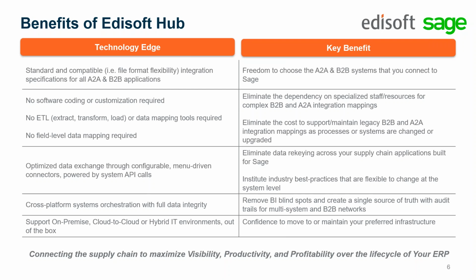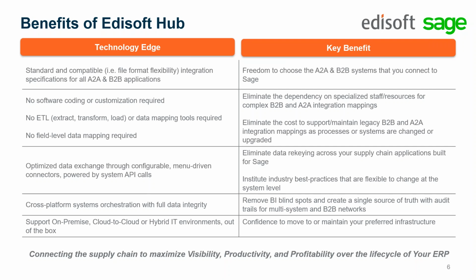Now, that could result in a dependency on an internal staff or a third-party resource, and it also creates a much more flexible IT environment at the time that you're looking to upgrade your Sage 300 ERP. There could be some new features and functions within the 2020 version of Sage 300 that you're looking to take advantage of. Well, if you have field-level data mapping integrations to multiple applications, it makes it a much more costly, time-consuming process. We eliminate that. We eliminate that complexity. Again, it's creating optimized data exchange throughout the A2A and B2B application stack.